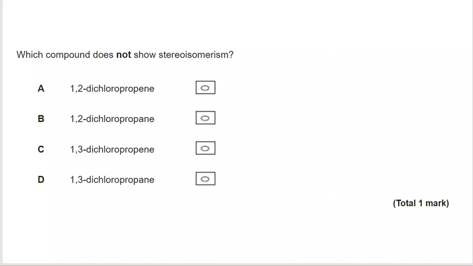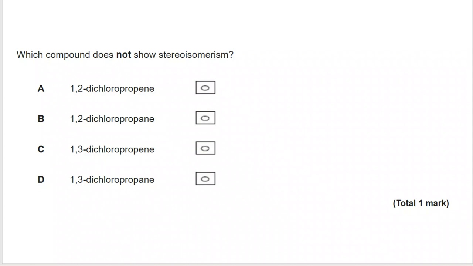This is AQA A-level Chemistry, and it's a multiple choice question on the topic of nomenclature and isomerism. So pause, have a go, and then review. First thing I'm going to do is draw out all four of these, and it's sometimes worth a quick sketch just so you can visualize what you're looking at.